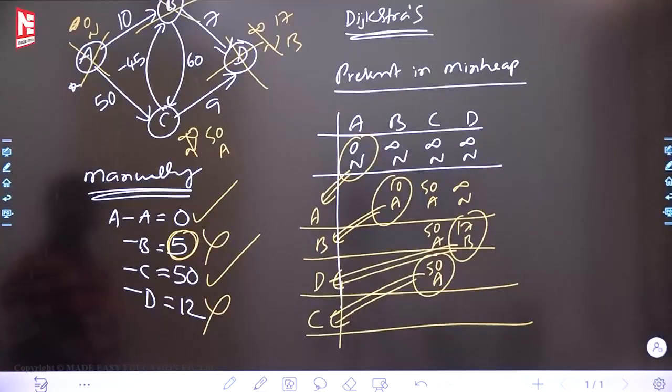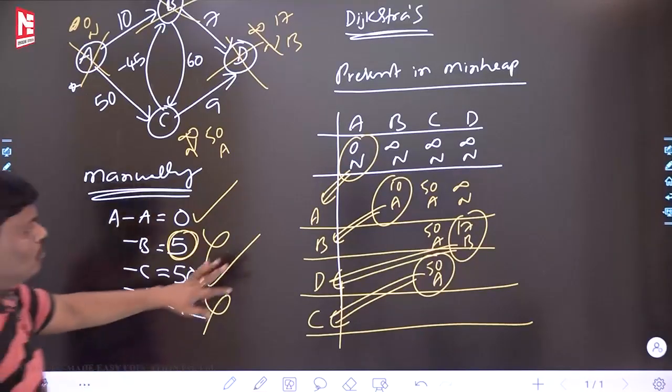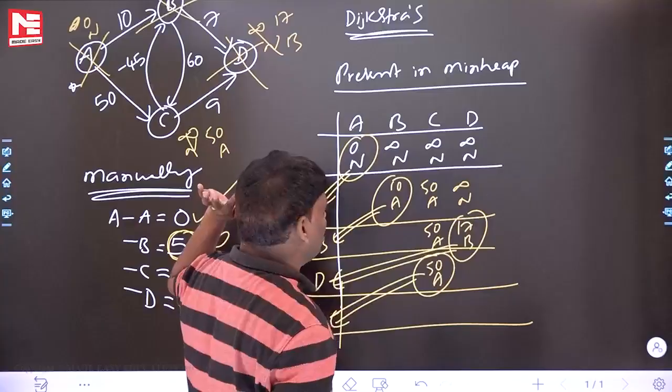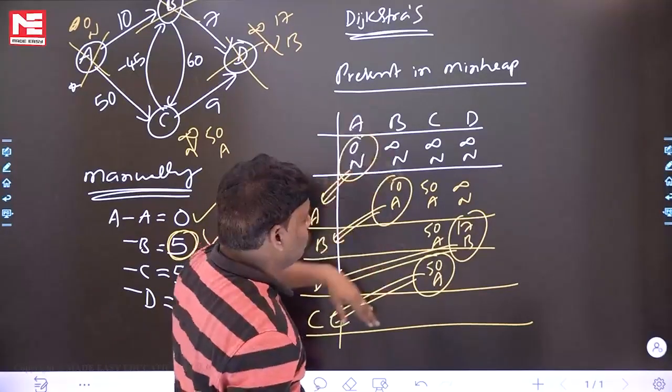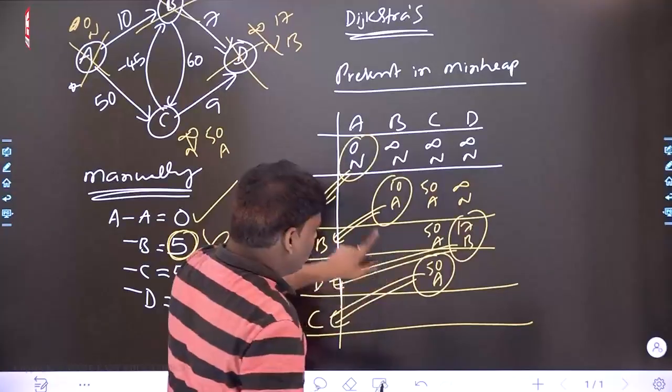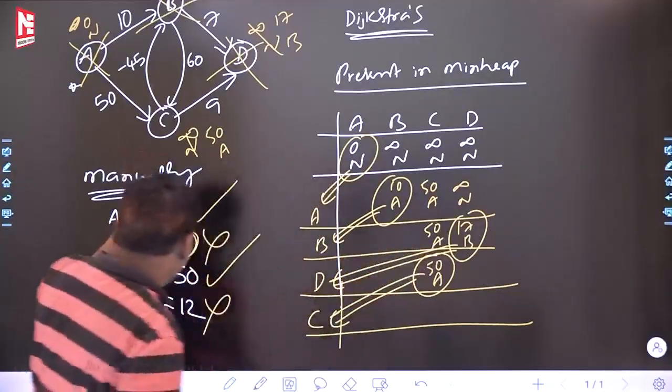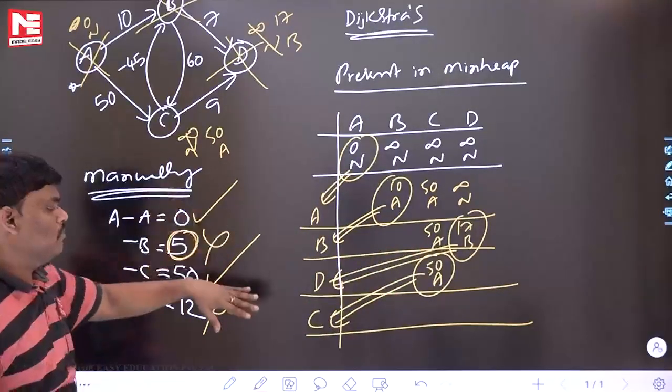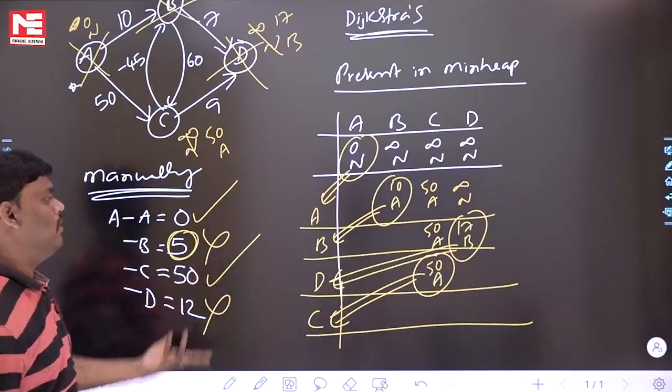The purpose of this entire explanation, whatever I have done until now, is just to explain that if the graph contains negative, Dijkstra's may fail. Simply do whatever you did for the previous 2 problems, just run Dijkstra's like that. Don't try time complexity every time. Just run Dijkstra's, these are the Dijkstra's answers. Manually I did it, compare both of them. Whichever places fail, that is a fail.